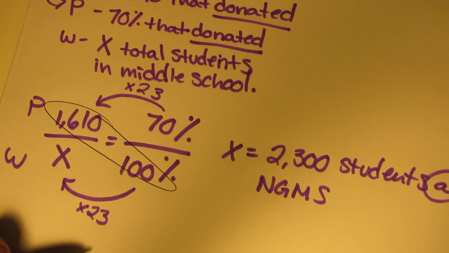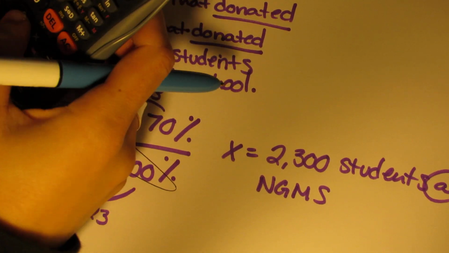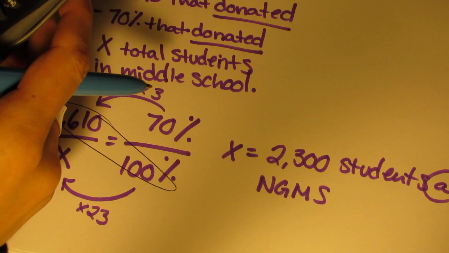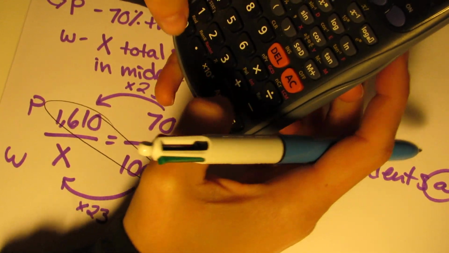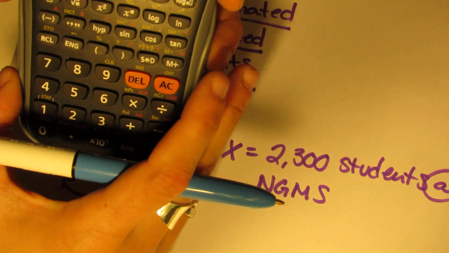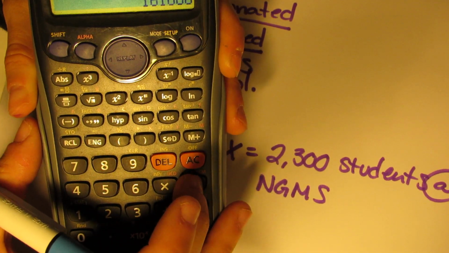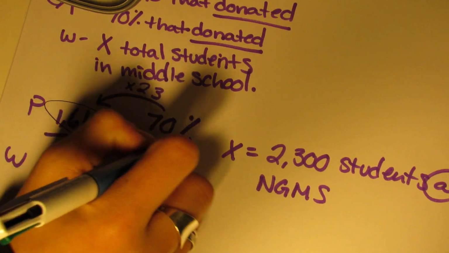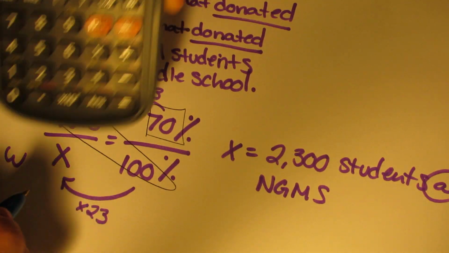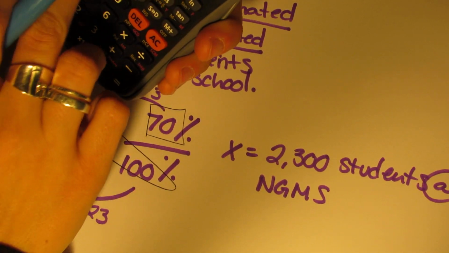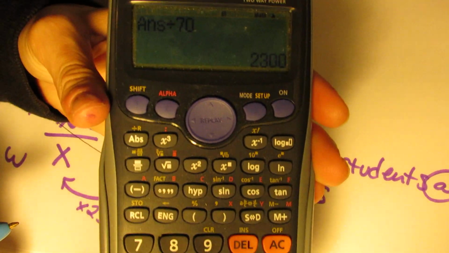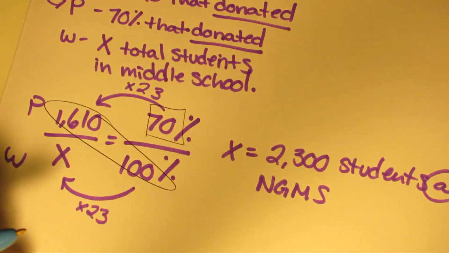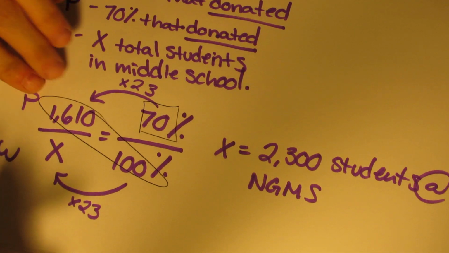You're gonna multiply those together to get, I believe, 161,000. So 1,610 times 100 gives you 161,000. You're going to divide that by your unused number. I haven't used 70 yet, so that divided by 70 gives you 2,300. So we were right, okay? So let's go to question 2.